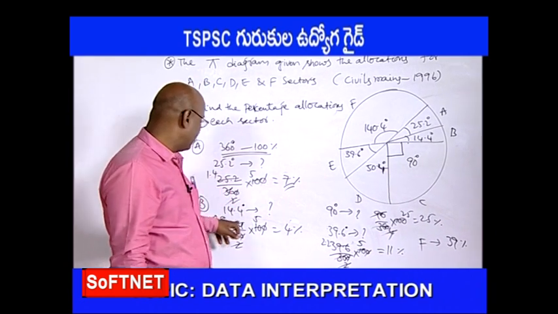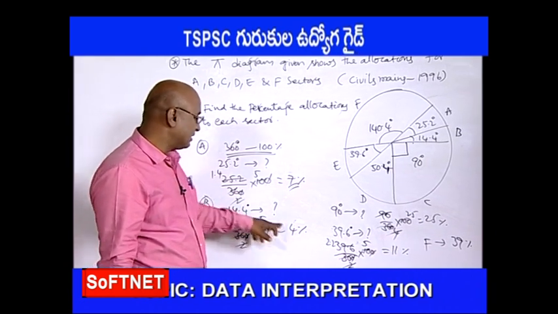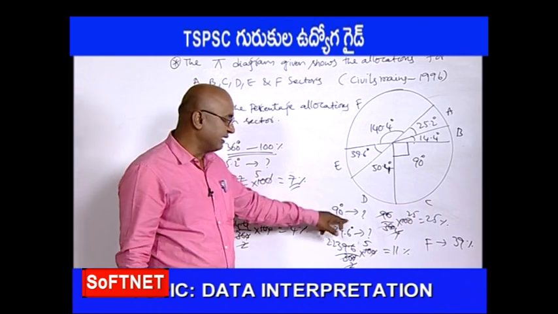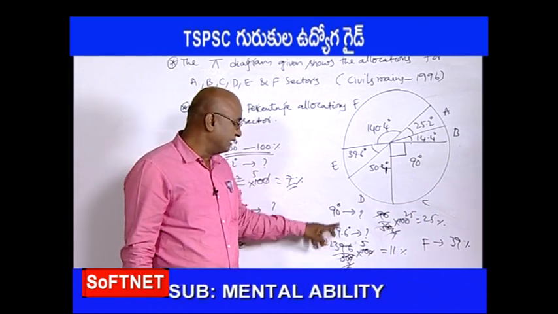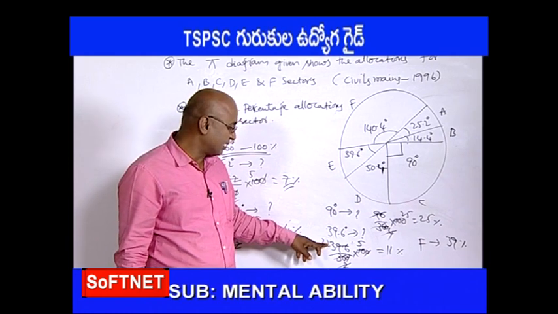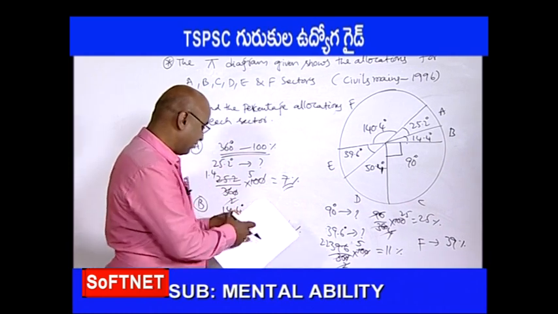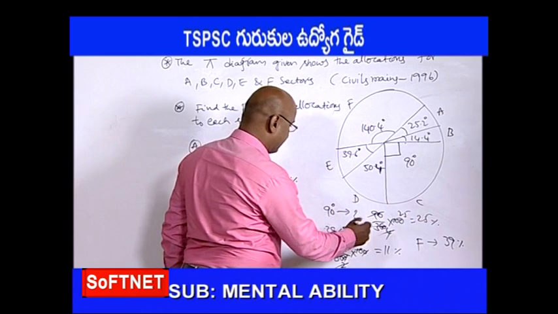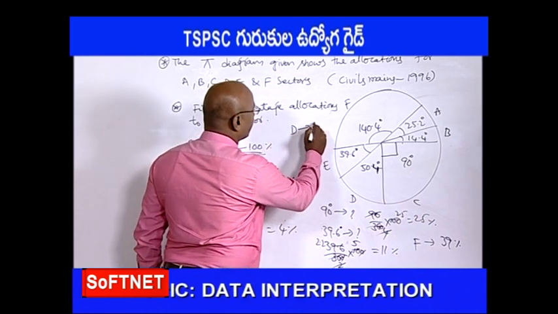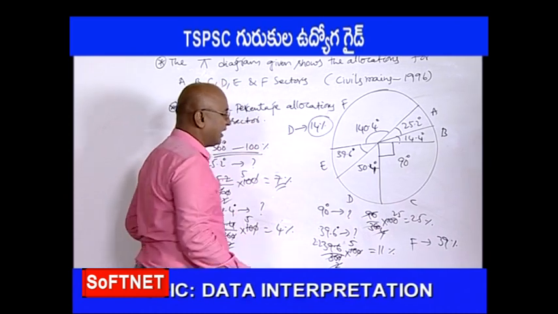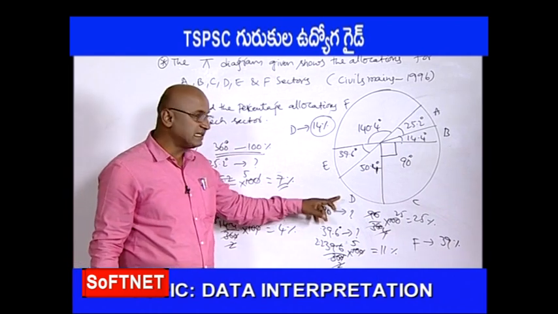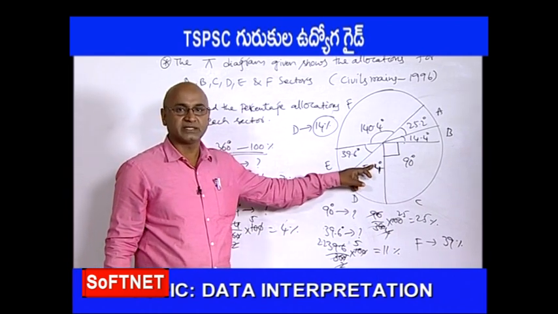Got it? Example, B 14.4 degrees, it is 4%. C 90 degrees, it is 25%. And D 50.4 degrees, that is equal to 14%. We did not find it here. D is 14%. In this way, we find all the percentages of each and every sector.